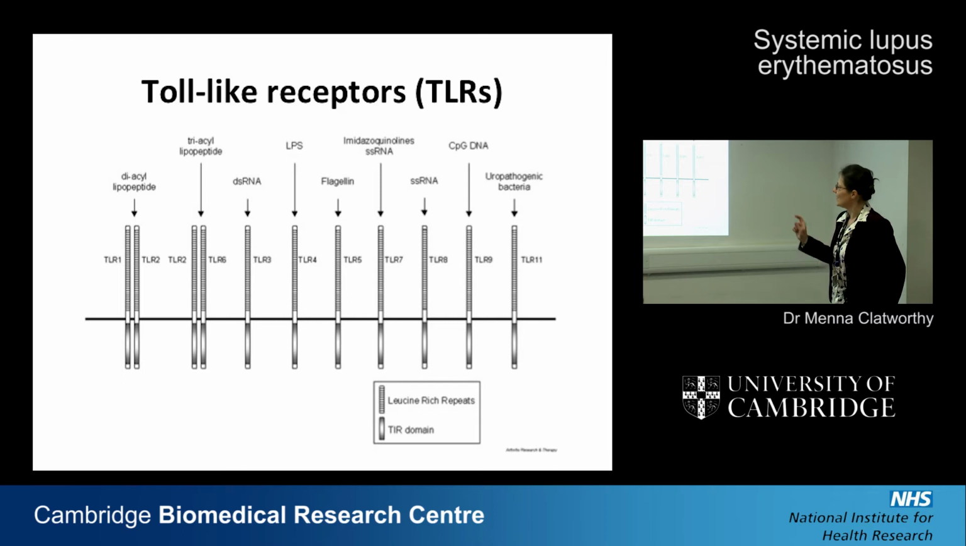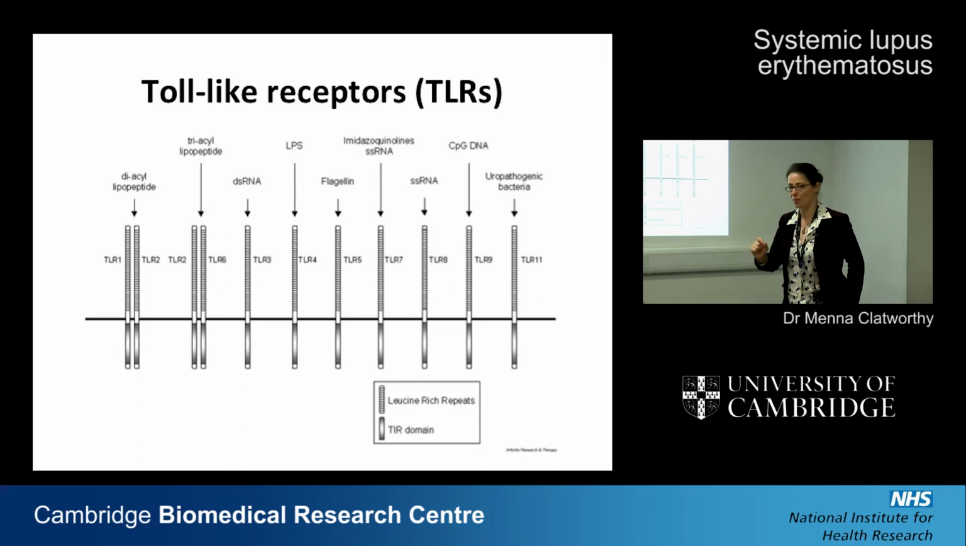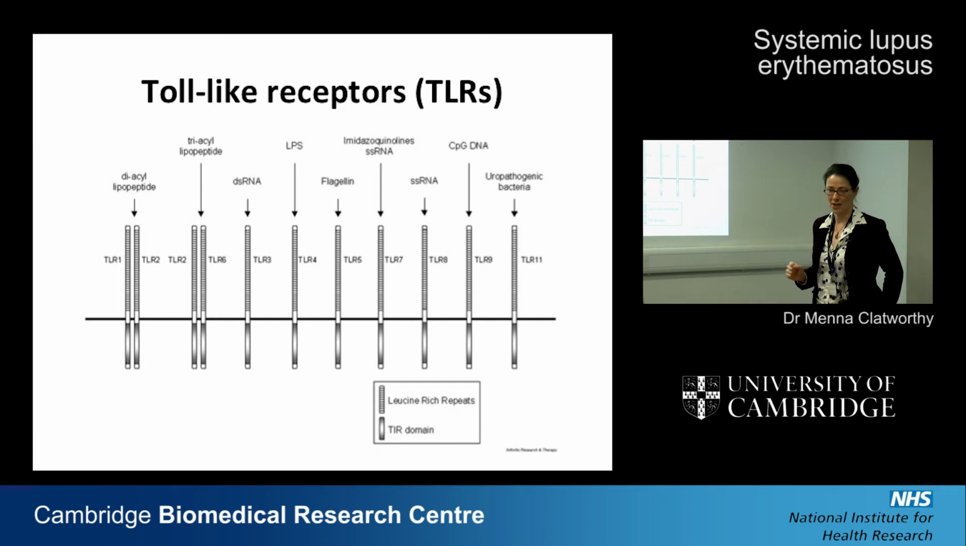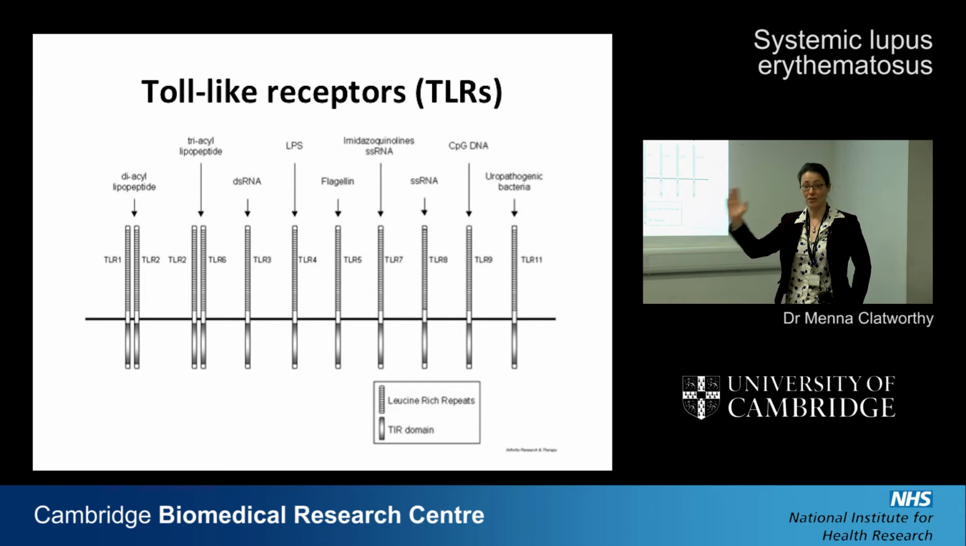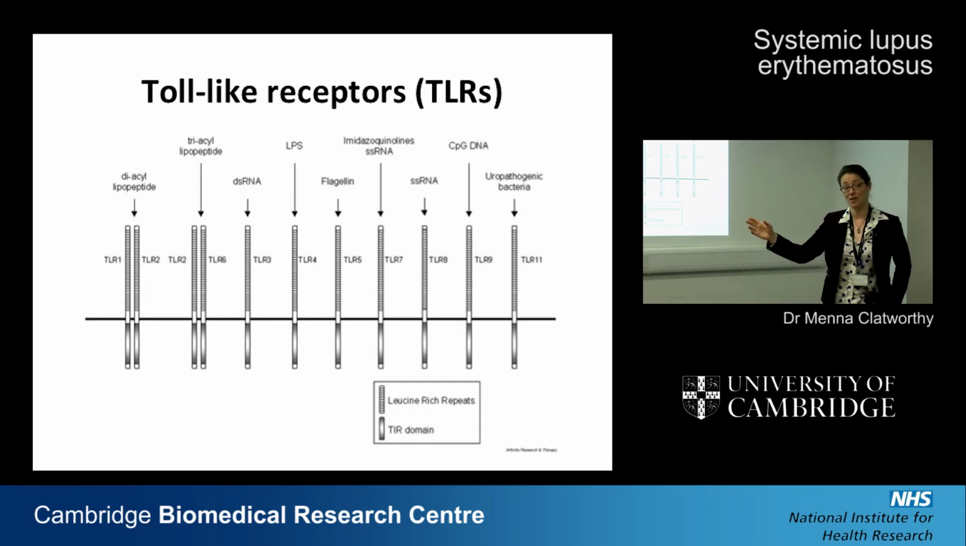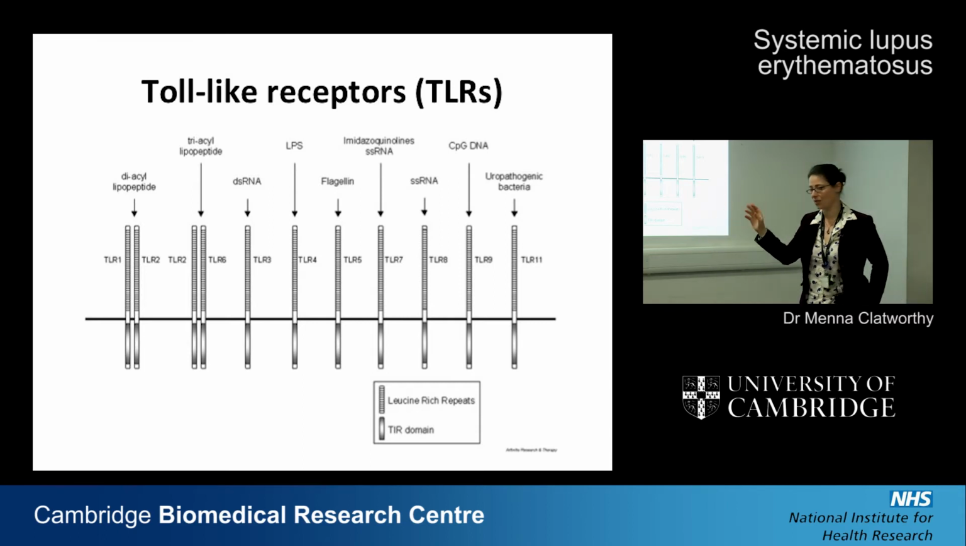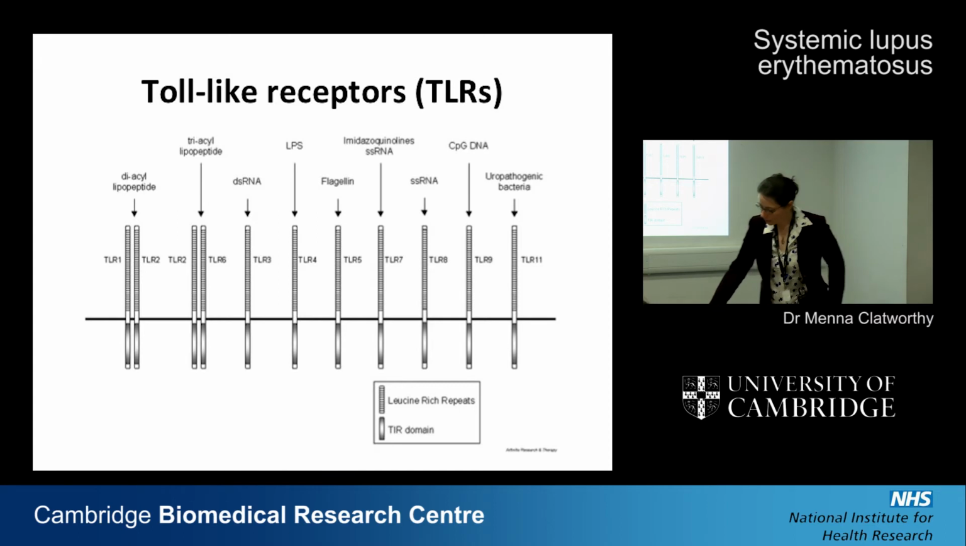And TLR7, you can see, actually recognises what you hope is viral single-stranded RNA. So lupus patients have autoantibodies that recognise RNA. Now here's one possible way in which things can get confused.